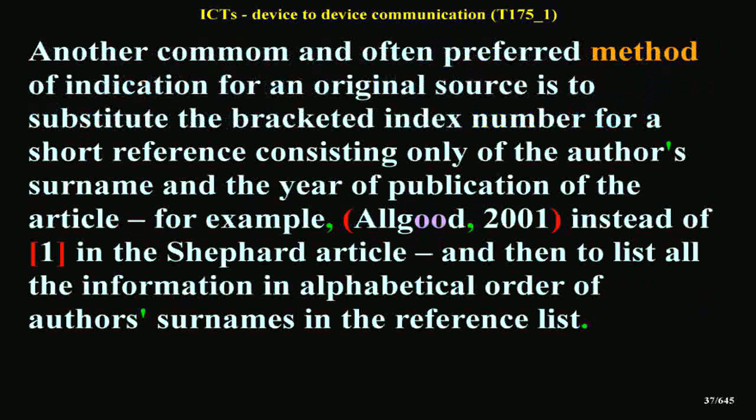Another common and often preferred method of indicating an original source is to substitute the bracketed index number with a short reference consisting only of the author's surname and the year of publication of the article. For example, Allgood, 2001 instead of 1 in the Shafford article, and then to list all the information in alphabetical order of author surnames in the reference list.